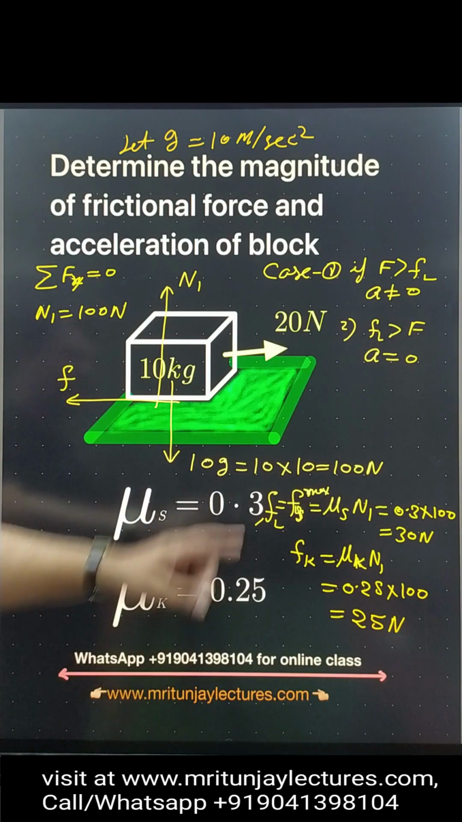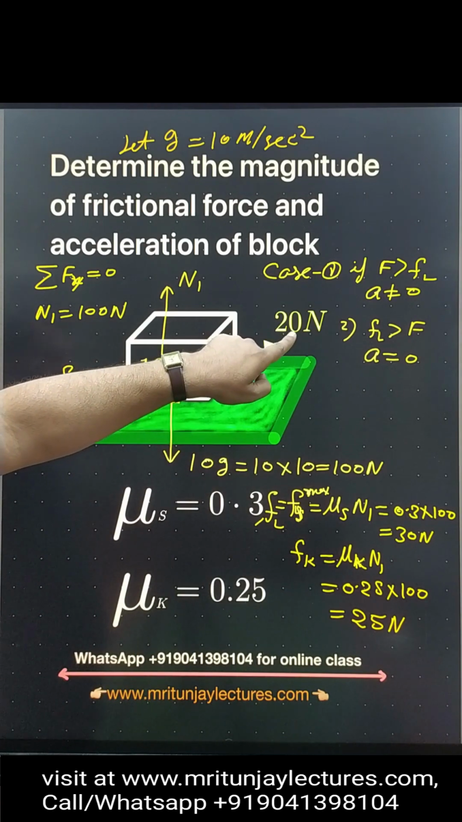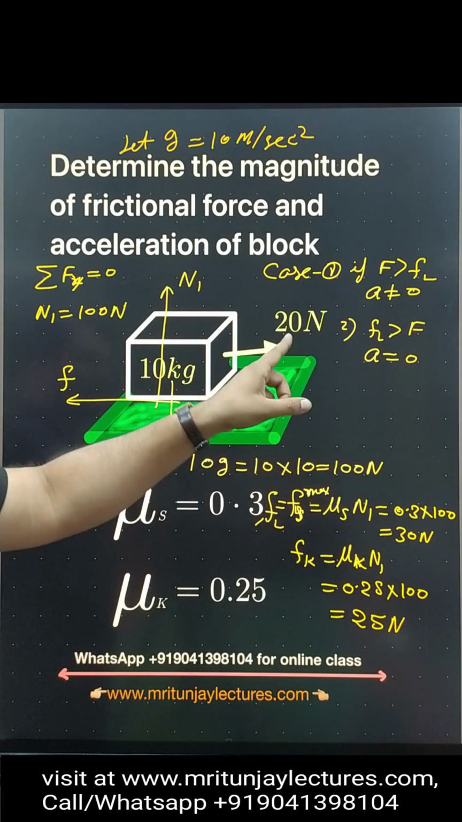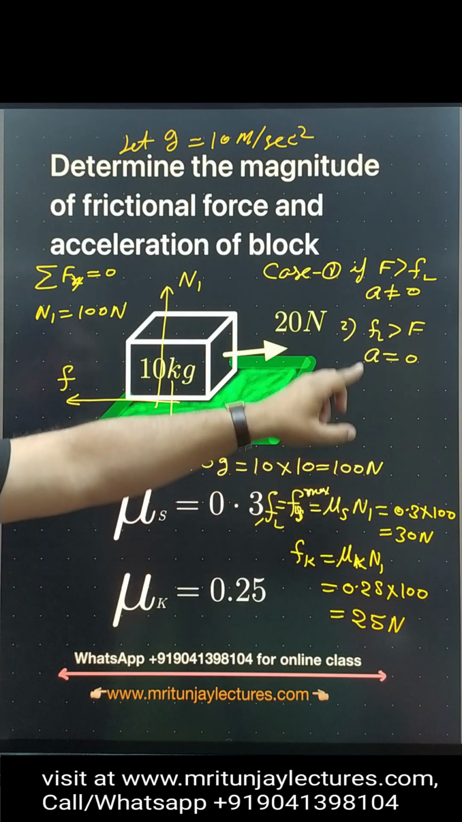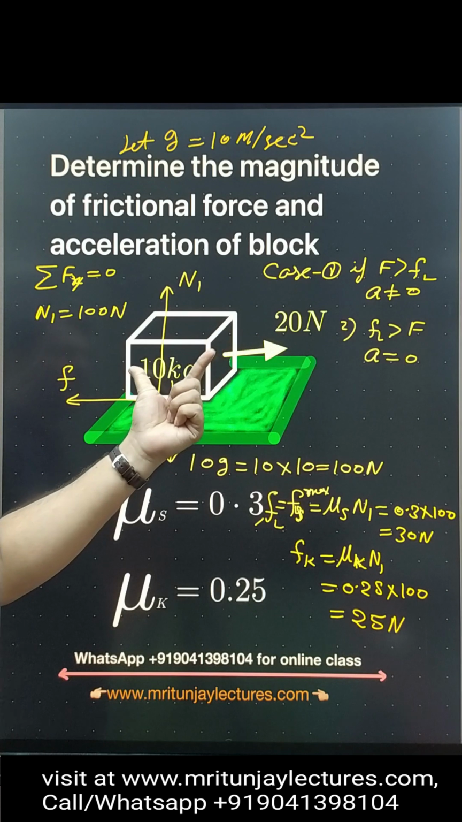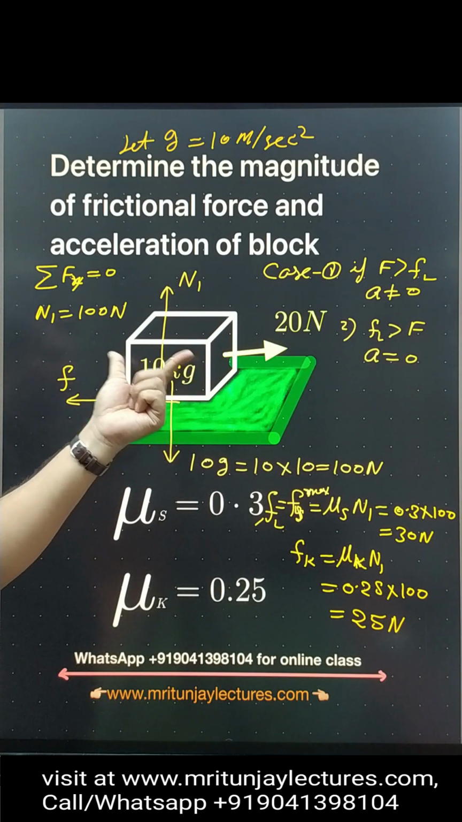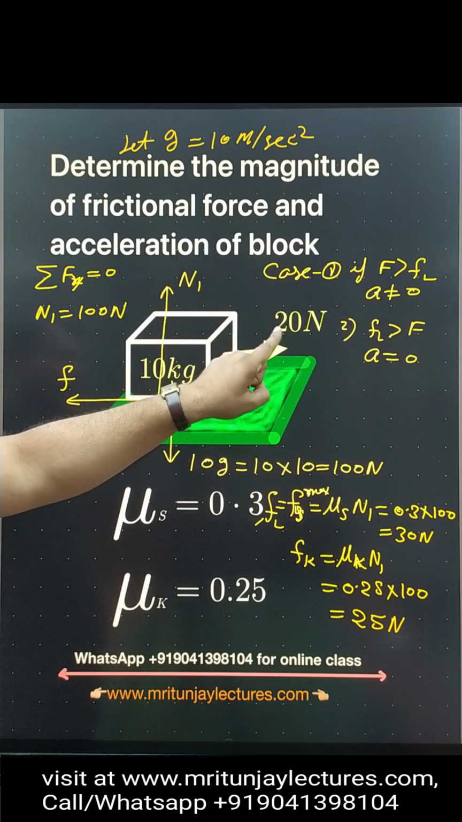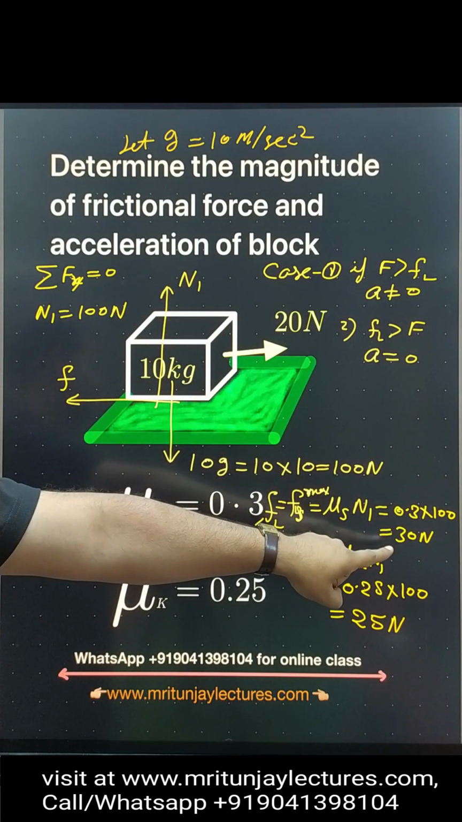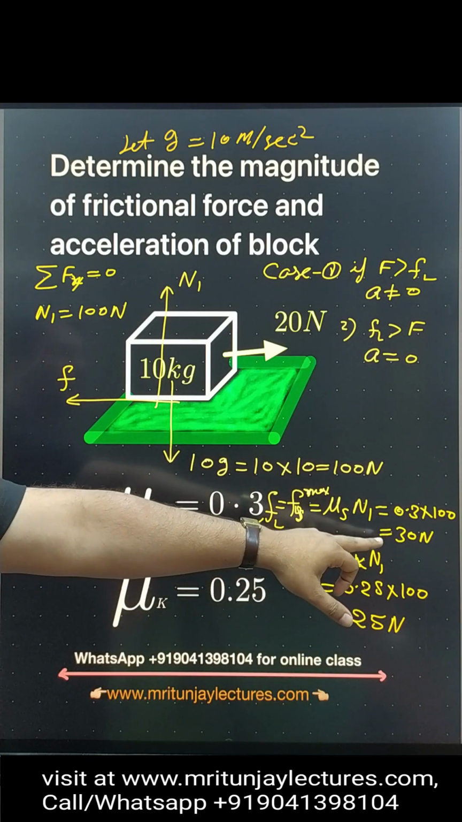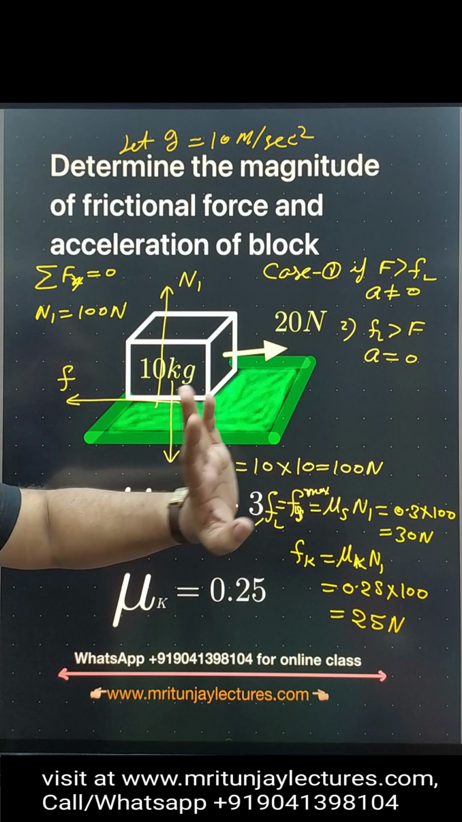Look here, that is the driving force or applied force, capital F. Here that force is 20 Newton, which is less than 30 Newton. So which case is this? Here, second case, means acceleration of the block is 0, means this block is not moving. Okay, I hope so clear. Why is this block not moving? Because the applied force is less than the limiting frictional force, or you can say the maximum frictional force. Maximum frictional force is 30 Newton. So the block is not moving.